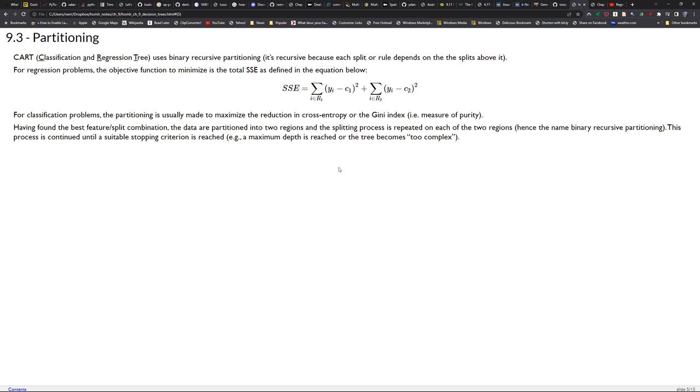Okay, so in the partitioning, the decision tree is using what is called the CART algorithm, which is classification and regression tree. What it does is use what is called binary recursive partitioning. In other words, the variable that begins the root node is going to be segmented, the space of that variable is going to be segmented into two groups. And then subsequently, the rest of the variables are going to be treated in the same way.